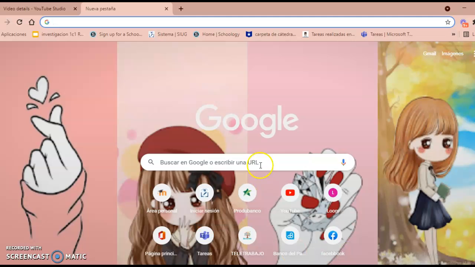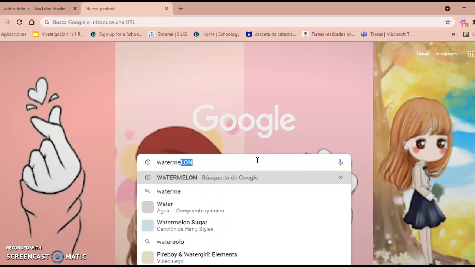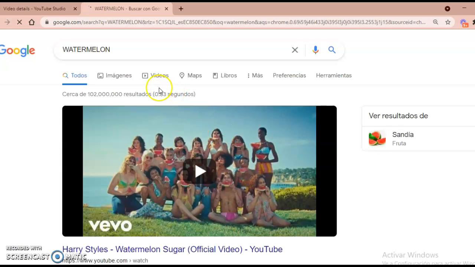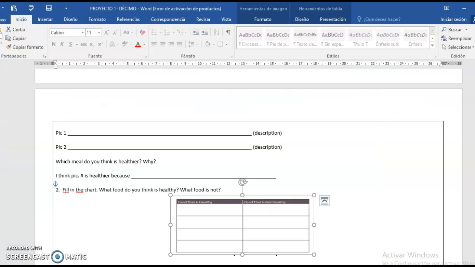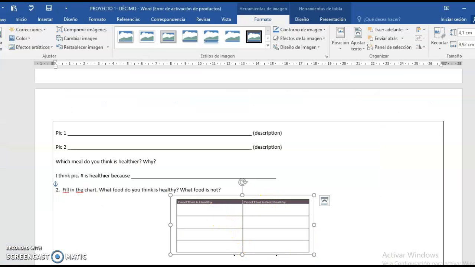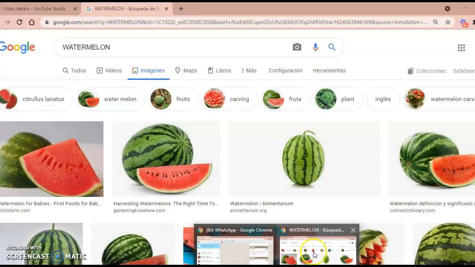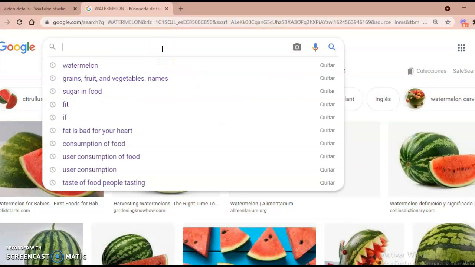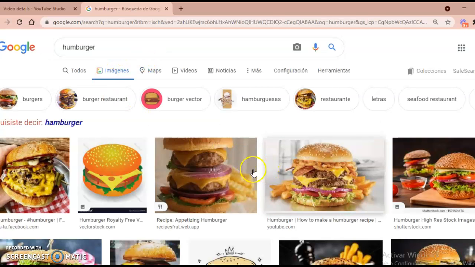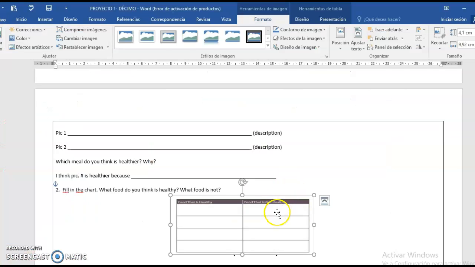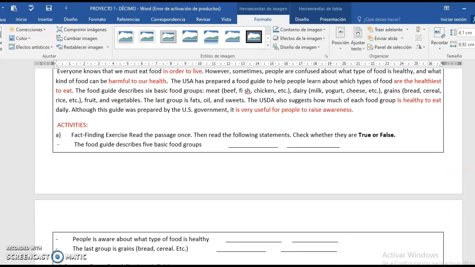Which one? What is watermelon? Let's find here. Watermelon. For me, in my opinion, watermelon is healthy. So I write watermelon here. Let's see. Hamburger, for me, in my opinion, en mi opinión, hamburger is not healthy. So I write the word hamburger here because I think hamburger is not healthy. So I write here the word healthy. So you continue with your own examples. Ahí luego entonces usan sus propios ejemplos, ¿no?